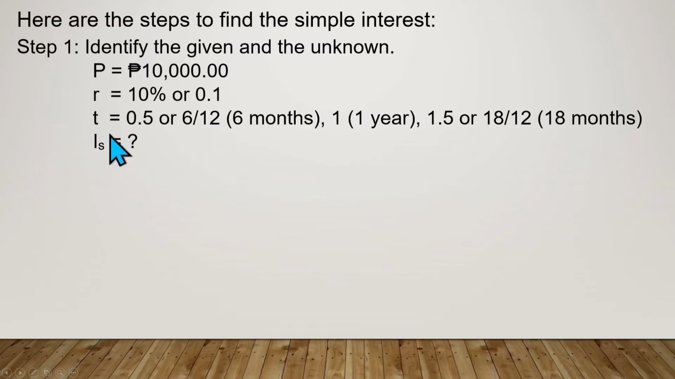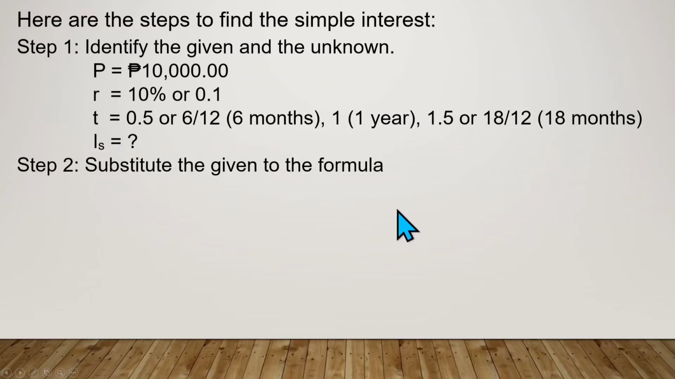Suppose we have the given PRT and the unknown is the simple interest. Next, we have step 2. You're going to substitute the given to the formula. S is equals to P times R times T. So this is the formula.